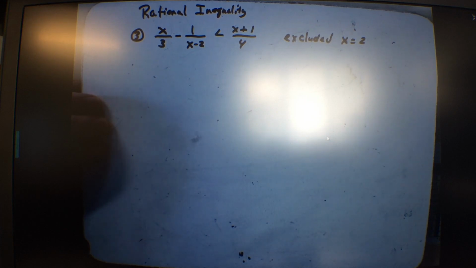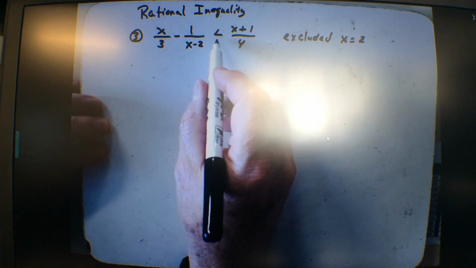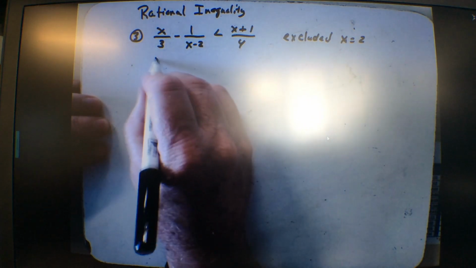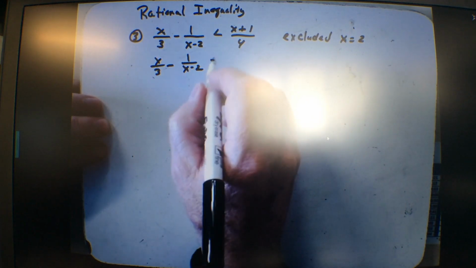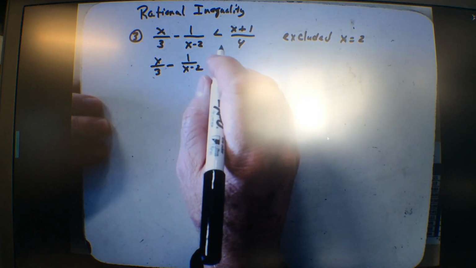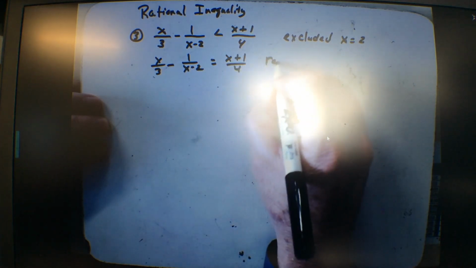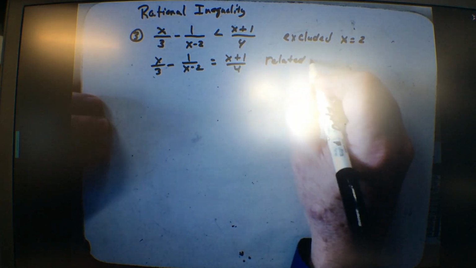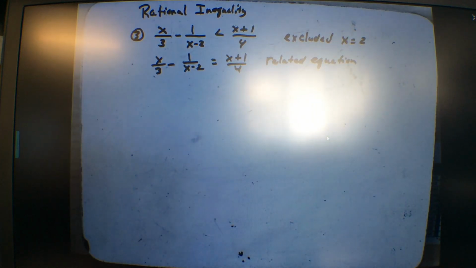All right. The next thing we're going to do is solve. We're going to put an equal sign in here and solve for what x is. So we're going to replace the inequality with an equal sign. That's the step: solve the related equation. Related means that we simply take the inequality symbol and put an equal sign. You got it?